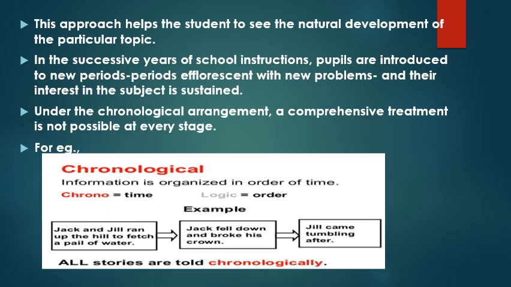In the successive years of school instruction, pupils are introduced to new periods efflorescent with new problems, and their interest in the subject is sustained. Under the chronological arrangement, a comprehensive treatment is not possible at every stage. For example, information is organized in order of time. Chrono means time, logic means order. Jack and Jill ran up the hill to fetch a pail of water. Jack fell down and broke his crown. Jill came tumbling after. All stories are told chronologically.